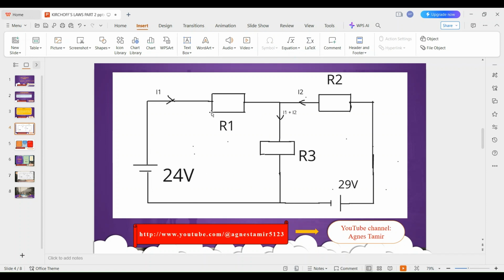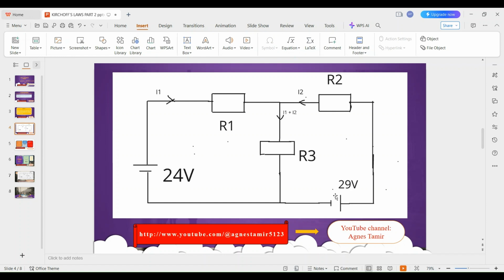This means this is our positive terminal of that resistor, and this is the negative terminal for that resistor. The same, this is the positive terminal for this resistor, and this is the negative terminal for this resistor. Therefore, current will flow from the supply through R1 to R3 and back to the supply. And this we shall call loop 1.